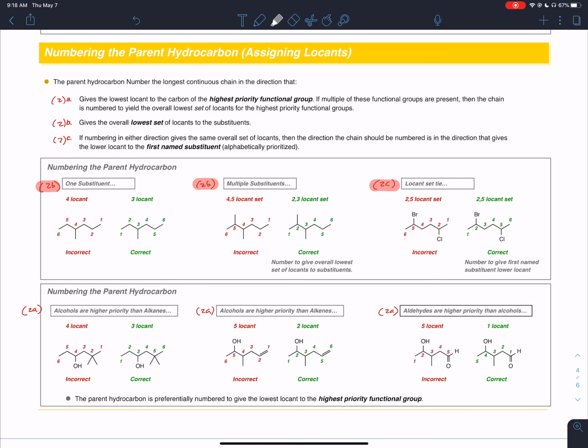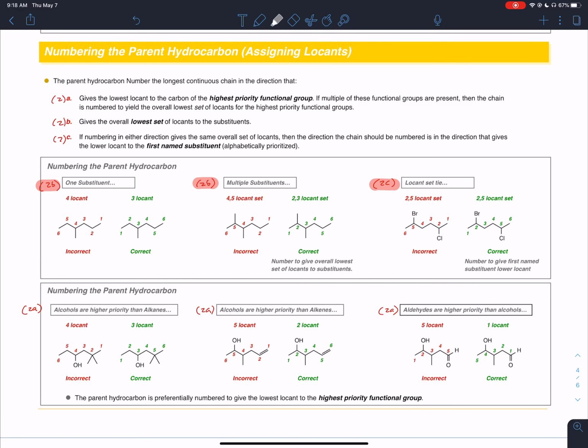We're going to talk about rules here for numbering. We have 2A, 2B, and 2C, which I've given examples of each down here. We'll talk through those after we denote the rules. 2A is saying that first and foremost, we want to give the lowest locant to the carbon of the highest priority functional group. And if there are multiple of those highest priority functional groups present, then we number the chain overall to give the lowest locant set to those functional groups.